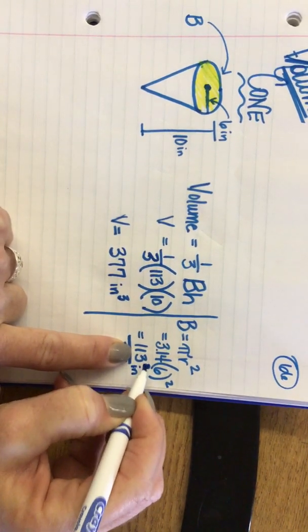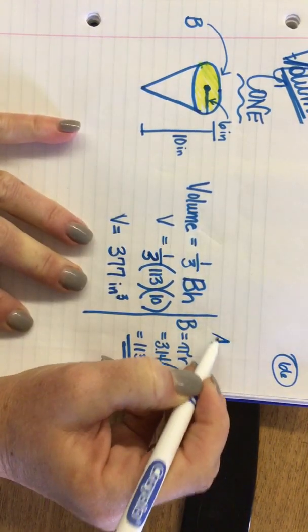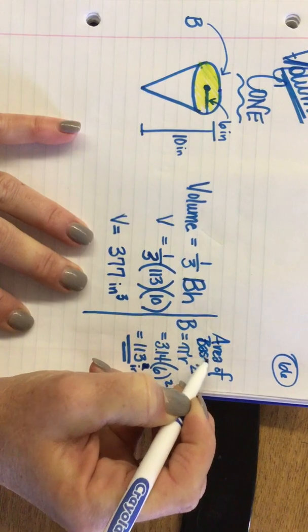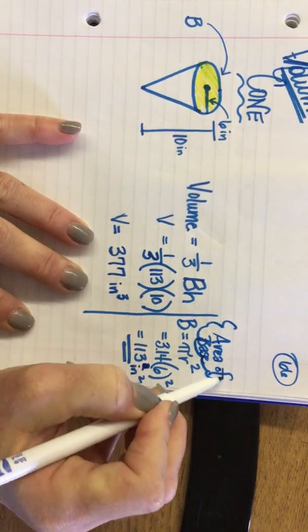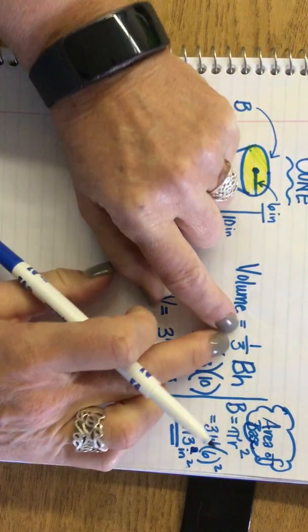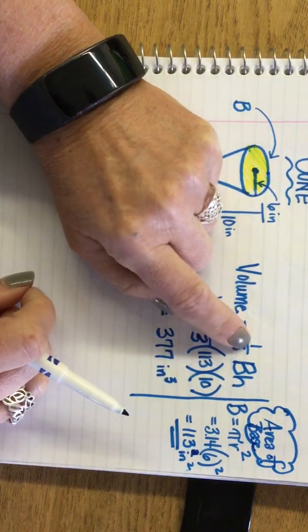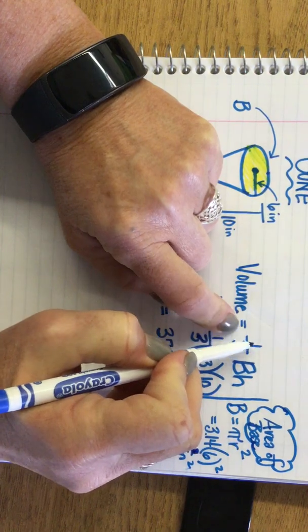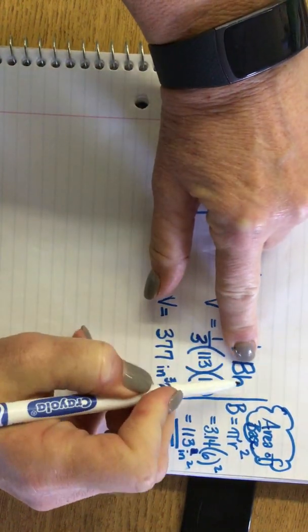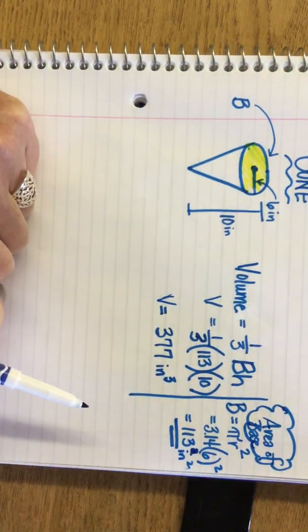Inches squared. I'll put it up that way. Remember, this is the area of your base. Extremely important. The other thing you can do, if you do not like fractions, anytime you have a 1 at the top of a fraction, you find your base times height, divide it by 3.